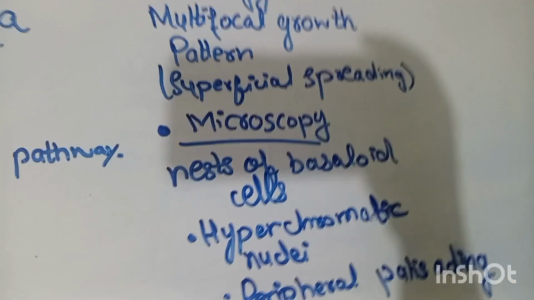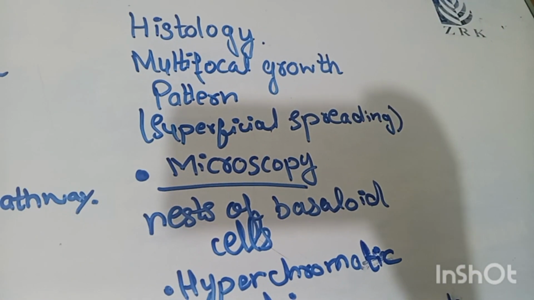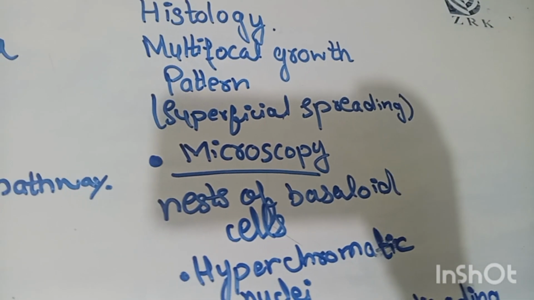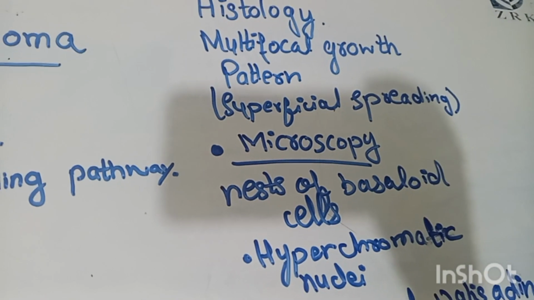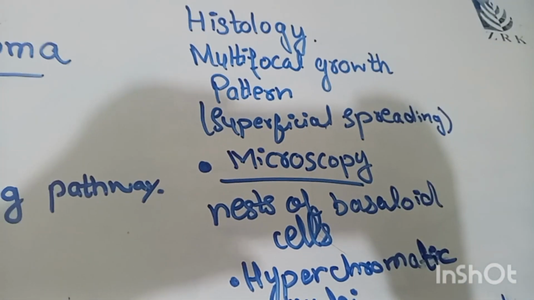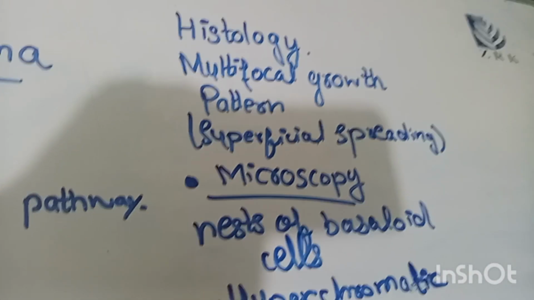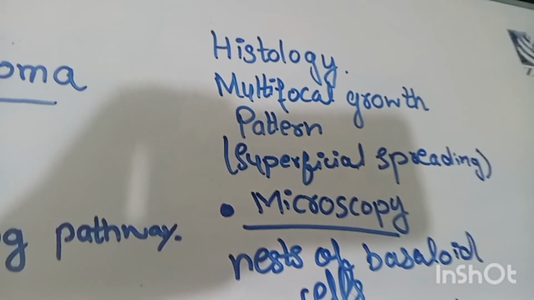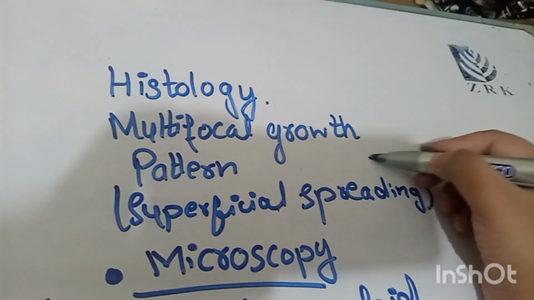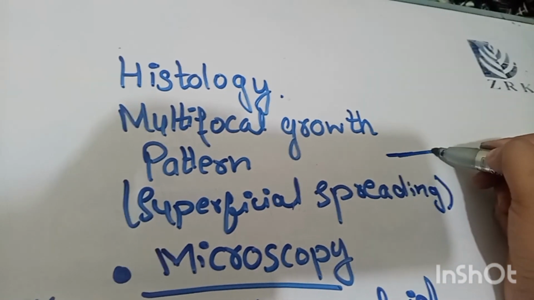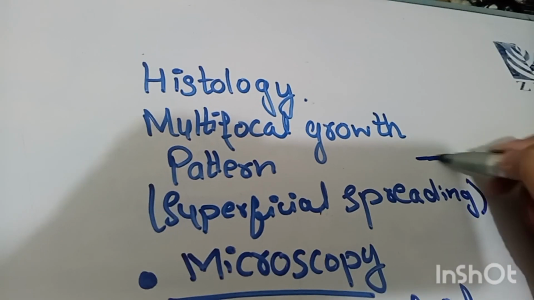In histology, we see a multifocal growth pattern, that is superficial spreading. What does it mean? Multifocal growth pattern, superficial spreading, means that there will be no invasion. The tumor spreads like this, several centimeters superficially.